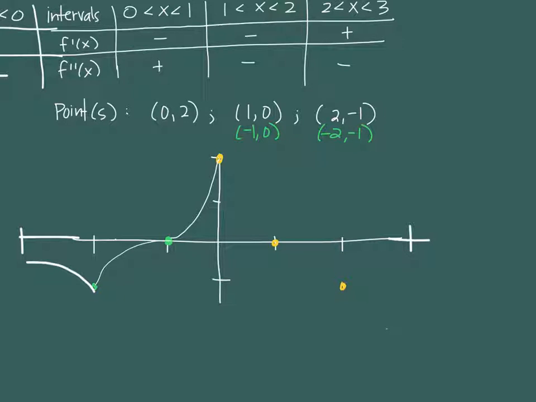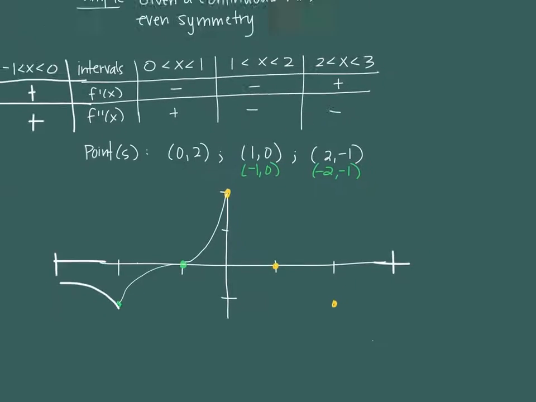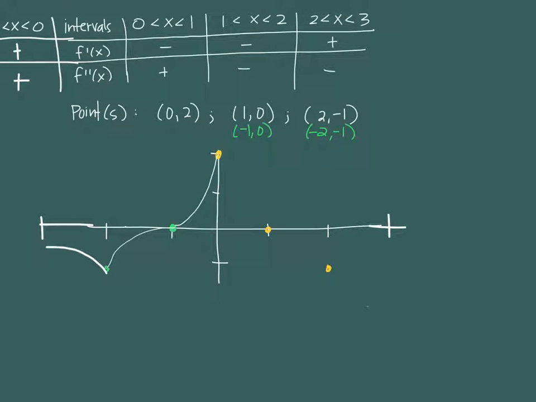Now the other side of the graph should be exactly reflected of what we just created. So from 0 to 1, I'll have a negative slope with positive concavity, followed by a negative slope with negative concavity, followed by a positive slope with negative concavity. And you should have created a picture that has perfect even symmetry with all the different concave pieces.